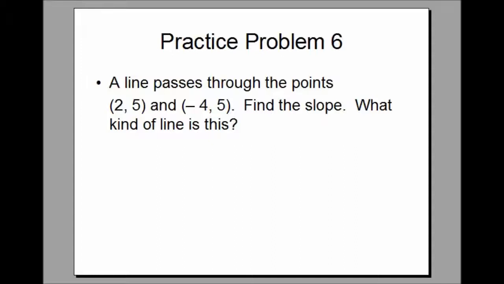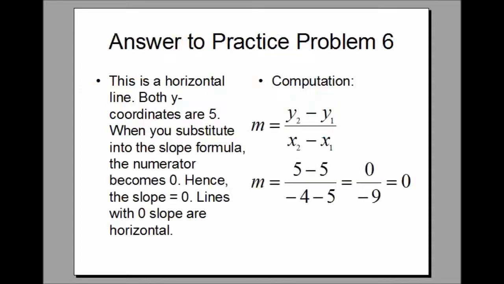Practice problem 6. A line passes through the points 2, 5, and -4, 5. Find the slope. What kind of line is this? This is a horizontal line and the slope is 0. Note that both y coordinates are 5. When you substitute into the slope formula, the numerator becomes 0. Hence the slope equals 0. Lines with 0 slope are horizontal.